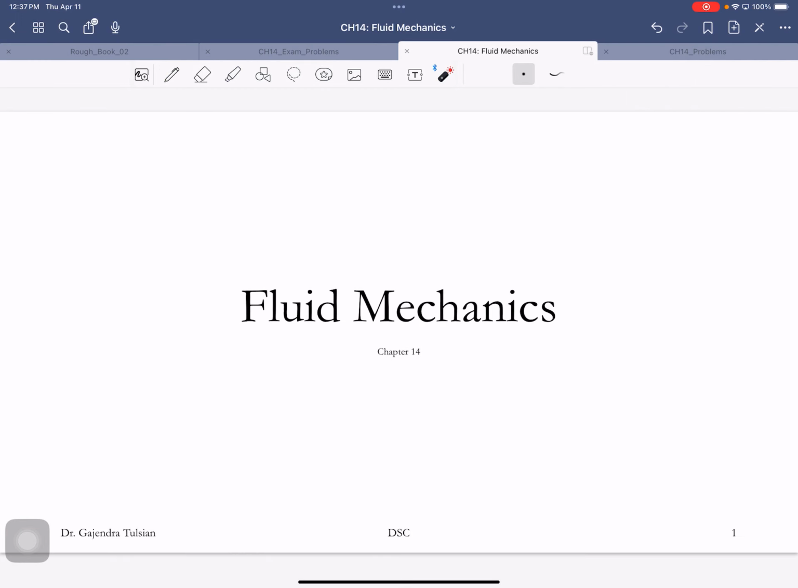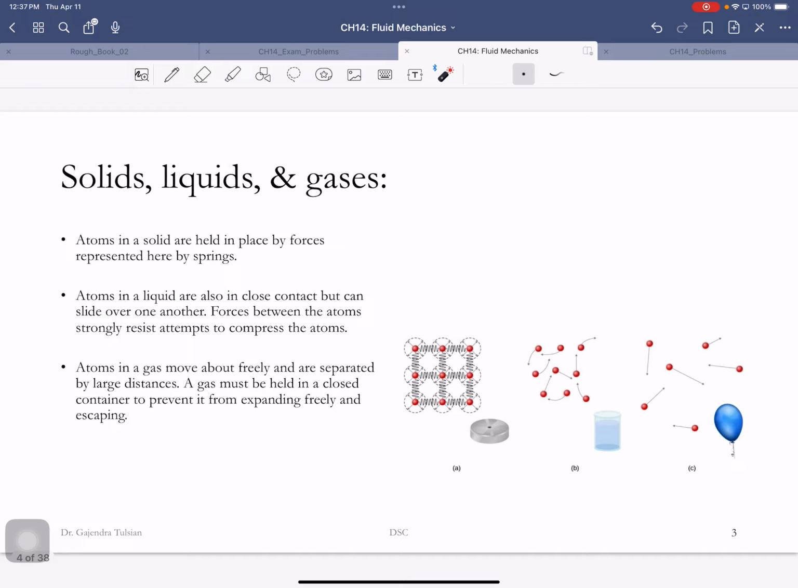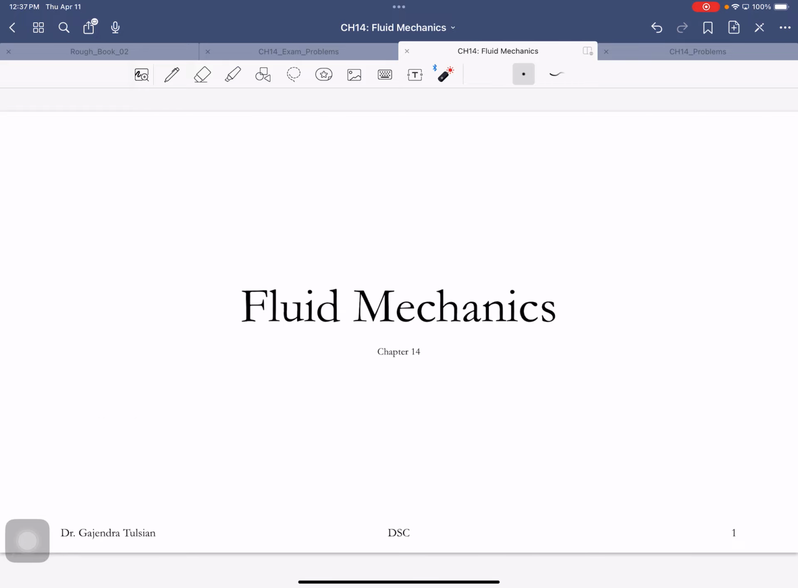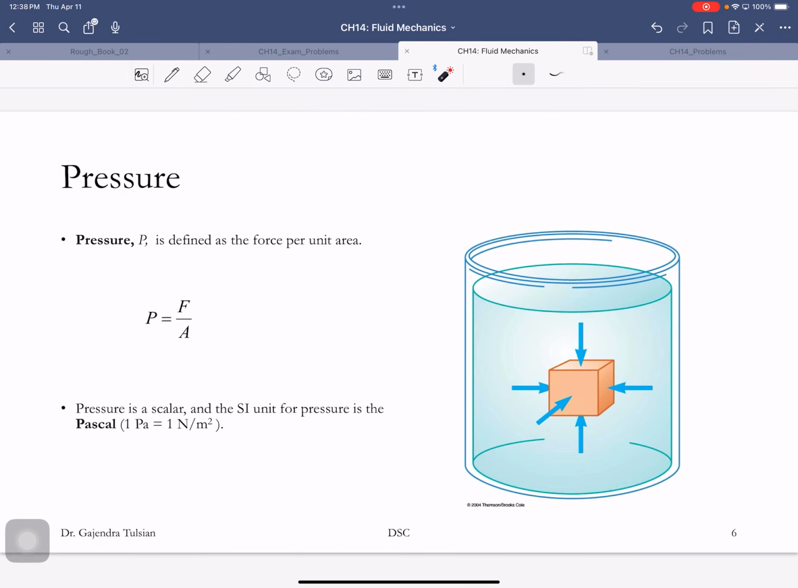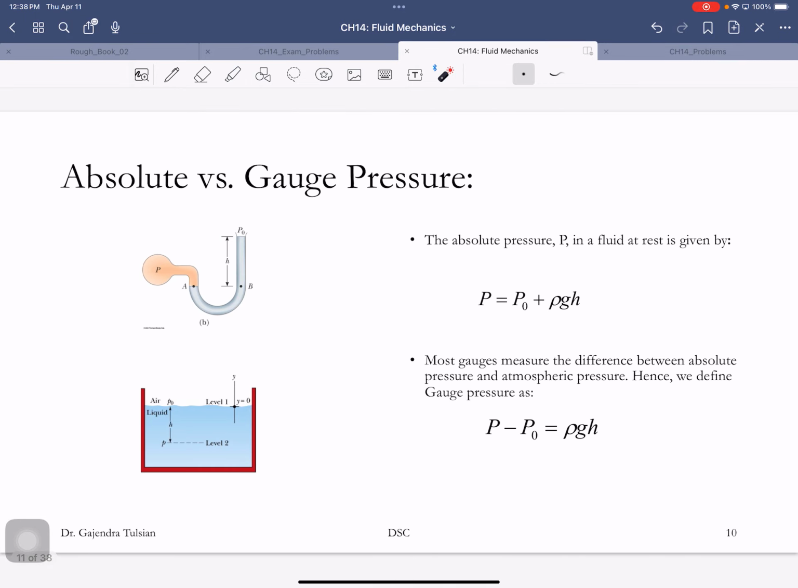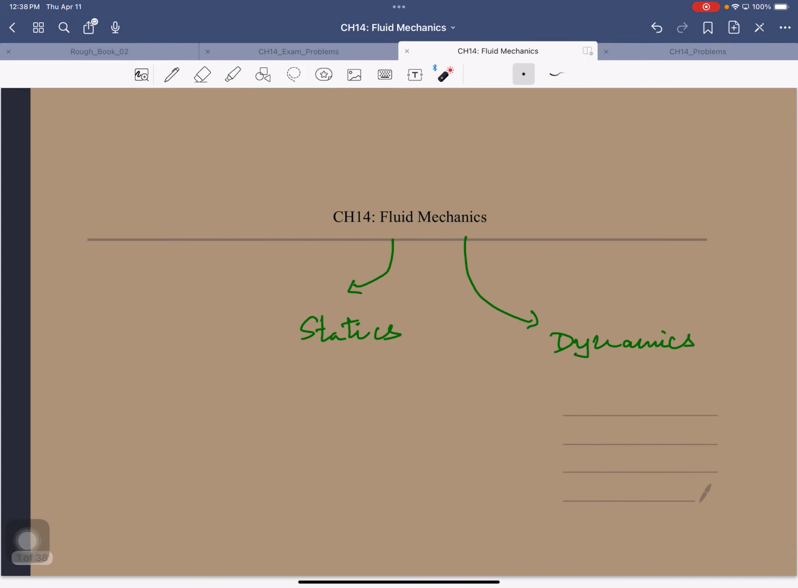Okay, so we had started the chapter on fluid mechanics, and we've done half the lecture. This chapter consists of two parts: fluids at rest and fluids in motion.